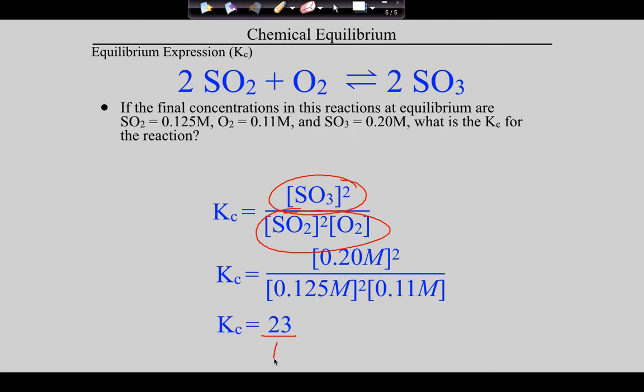Just like in our tube thing, we got 7 divided by 3. This would be 23 divided by 1. You would have 23 times more product than you do reactant at equilibrium. Just like the 7:3 ratio, it would just be 23 to 1. Does that make sense?